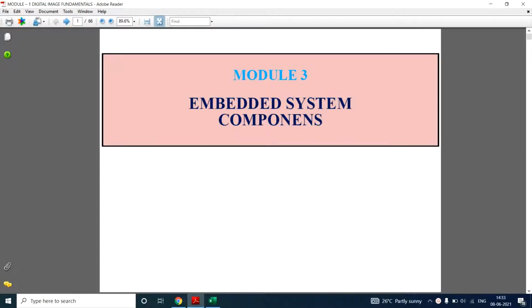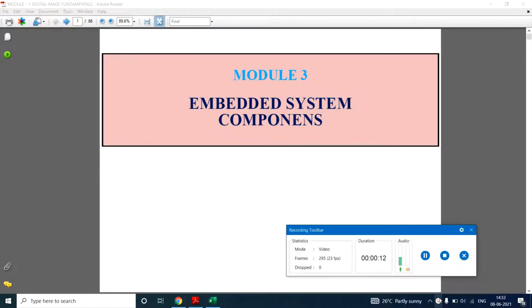Good morning to you. So, we are going to discuss module 3, which is embedded system components. Okay, so embedded system components.